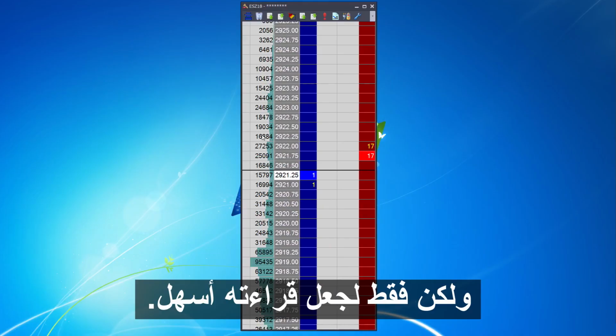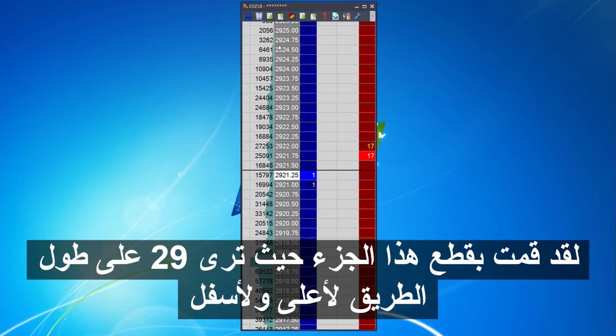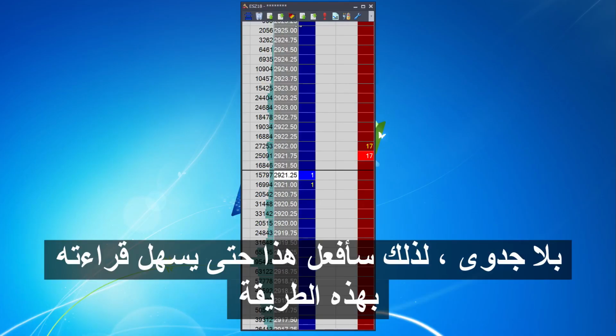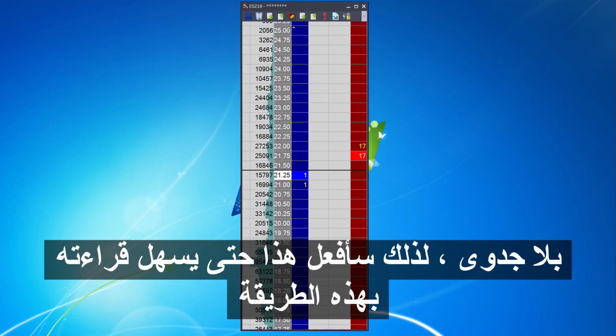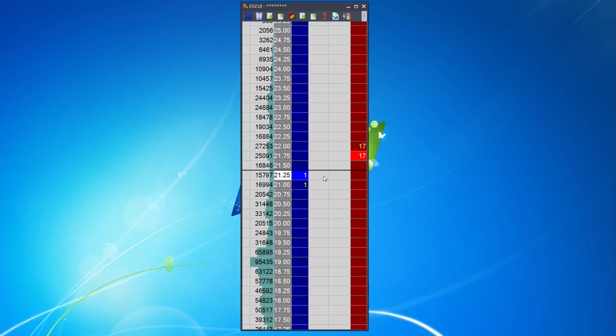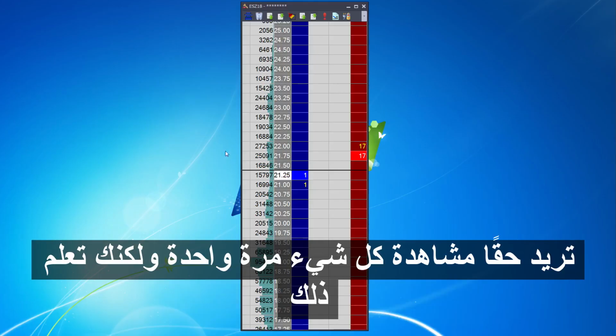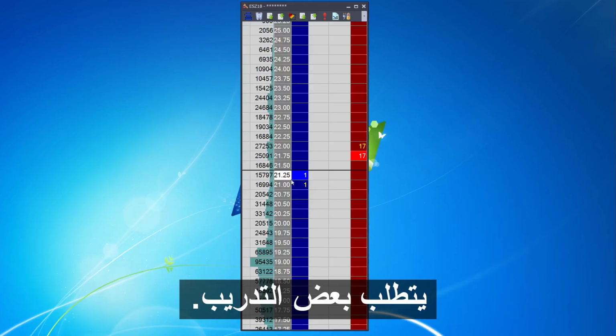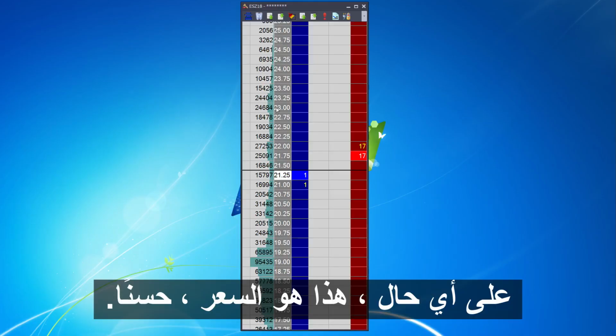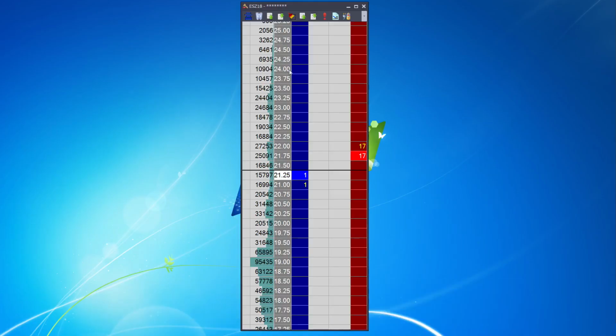But just to make reading it easier, I do cut off this part where you see 29 all the way up and down. It's just kind of pointless. So I'll do this so that way it's easier to read, and it brings my information in tighter. The tighter you can get these columns, the better. Anyways, because you want to be watching everything at once, but that takes some training. Anyways, this is the price. Okay.